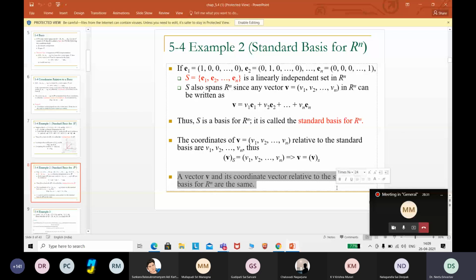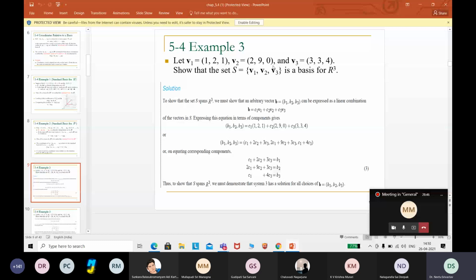This is the third example, which is numerical type and a little bit different from what we have discussed now. This example has V1, V2, V3 and S is a set. You are going to prove that it is a basis. Now I told you that I am going to club those two conditions for a basis into a single condition called determinant.